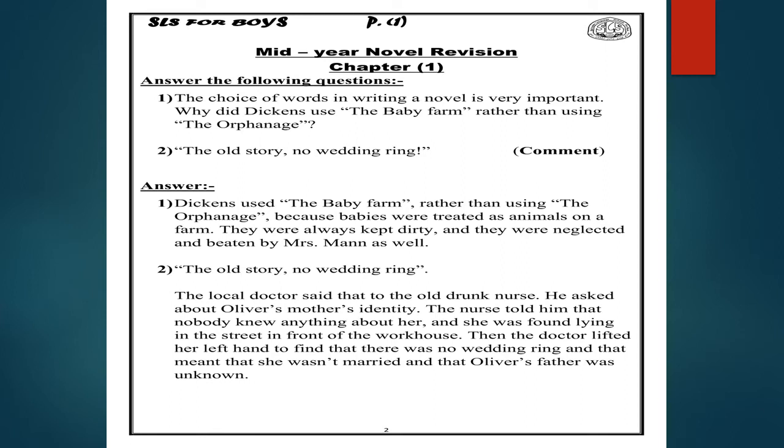The nurse told him that nobody knew anything about her, and she was found laying in the street in front of the workhouse. Then the doctor lifted her left hand to find that there was no wedding ring, and that meant that she wasn't married and that Oliver's father was unknown.